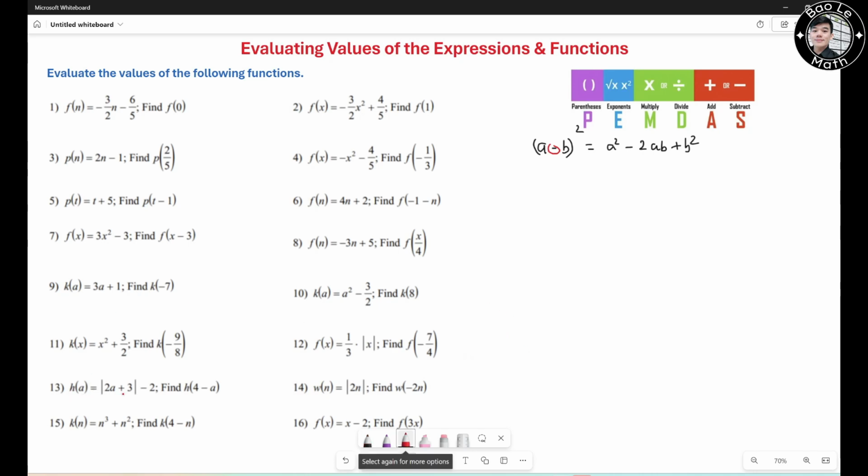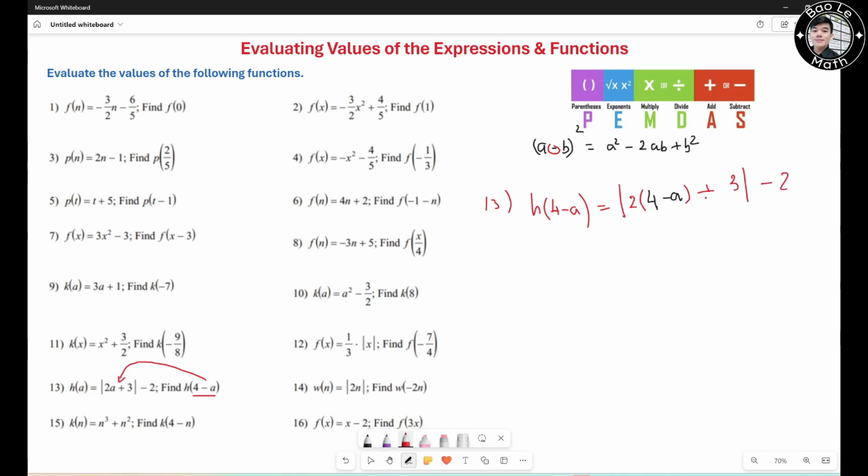Now, question number 13 right here. We need to calculate h of 4 minus a. So we substitute 4 minus a for a right here. Alright, so we have h of 4 minus a is the absolute value of 2 times (4 minus a), then plus 3, minus 2.